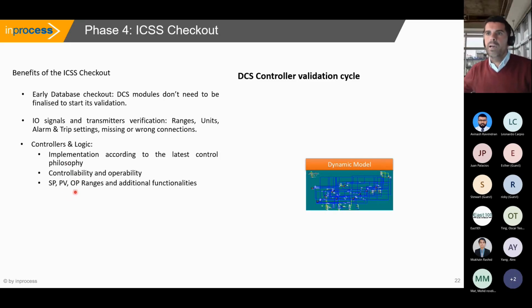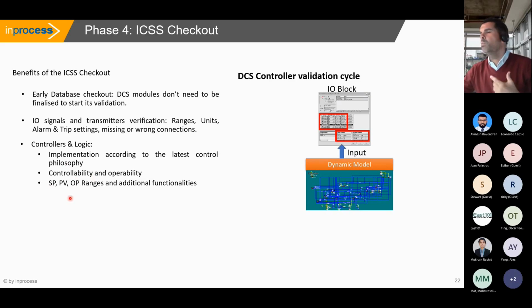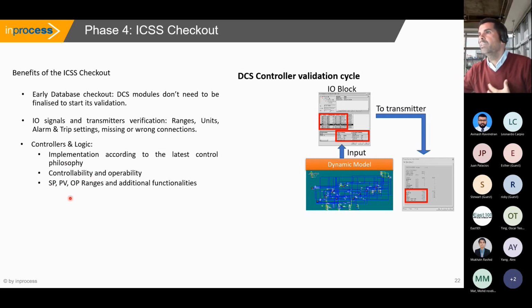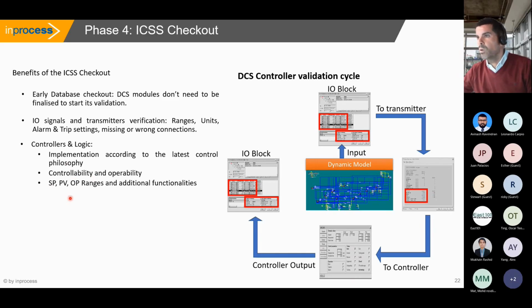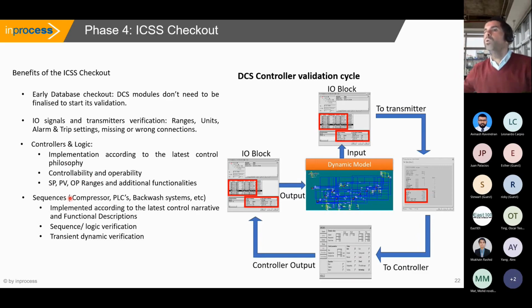We check all the set points, right? All the ranges, block by block. That means that we use the dynamic model as if it were the real plant. Why? To test the different blocks, from transmitter to controller, from the controller to the block again, and the output of the model. And what we compare, of course, is all those sequences, right?